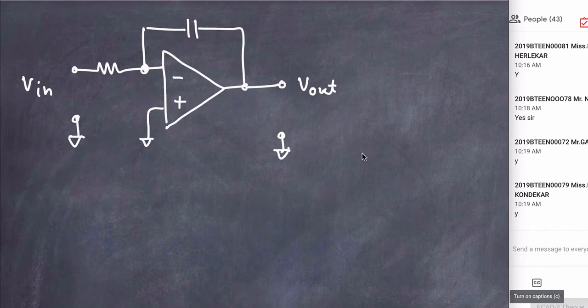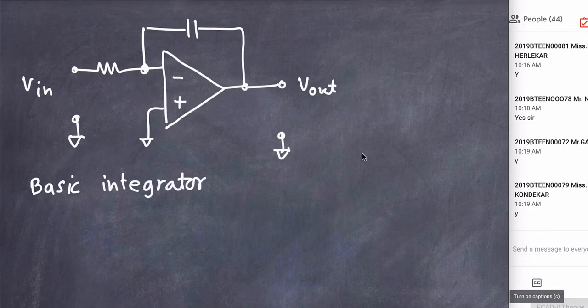Last time we saw that it works like an integrator. We also had drawn some waveforms. Today we discuss about its problem. So this is called as a basic circuit, basic integrator. It has a problem. We'll sort out the problem and we'll call that as the practical integrator.